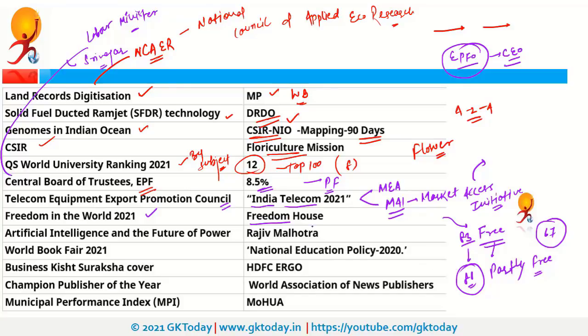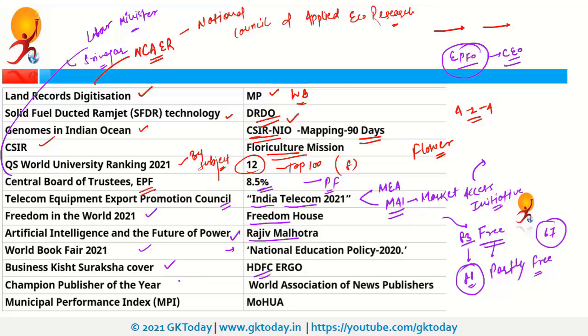Next is related to a book. So name of book is Artificial Intelligence and Future of Power, and it is authored by Mr. Rajiv Malhotra. Next is World Book Fair 2021. So recently this book fair was inaugurated in New Delhi, and it was inaugurated by Education Minister. The theme of this book fair is National Education Policy 2020. Next is Business Kist Suraksha Cover. So this is an initiative launched by SDFC Ergo.